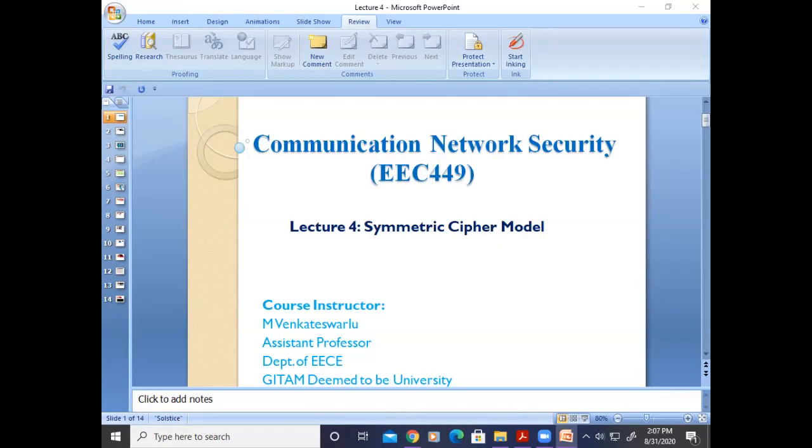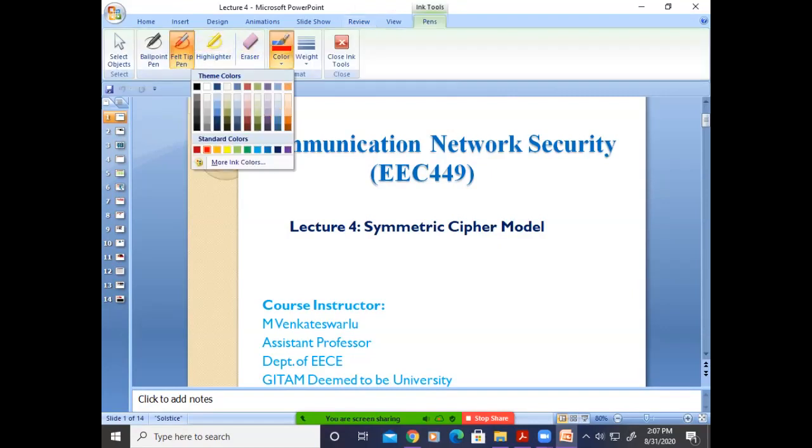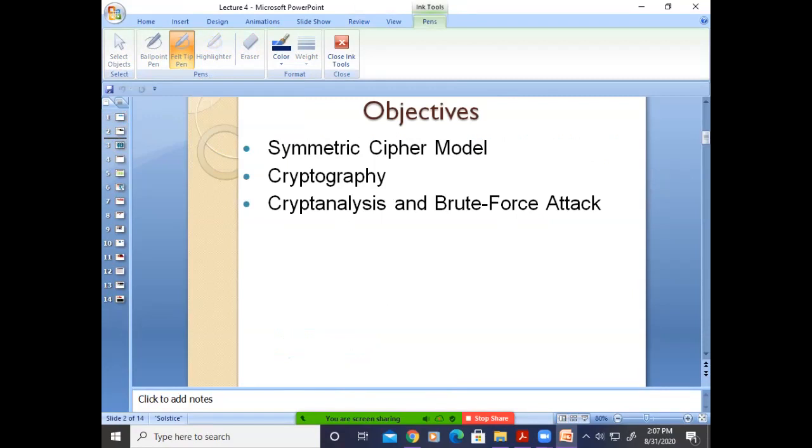So today the objectives are what the model is, what cryptography is, and what characteristics we need whenever we are trying to protect the data or give some security to the data. And later we will see what the security attacks are. One is cryptanalysis and another is brute force attack. These are the two different types of attacks whenever we are giving security to information or data.